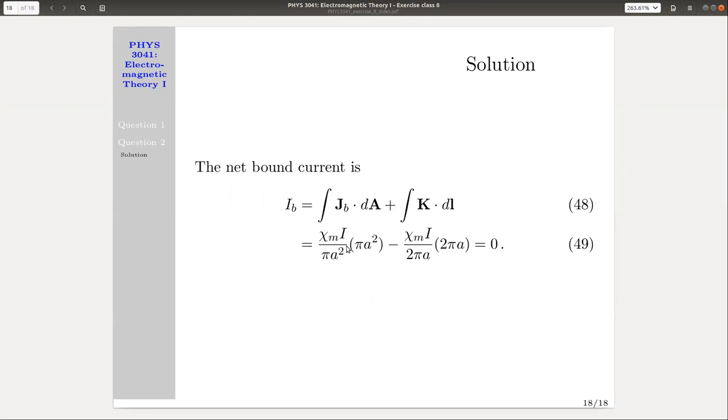Because we have just found that the bound volume current is uniform, you can simply multiply the J_b here by the cross-sectional area of the wire, which is pi a squared. Similarly, the bound surface current is also uniform along the surface, so we can simply multiply the K here by the length of the circumference of the cross section, which is 2 pi a. And then the final result will be simply equal to 0.